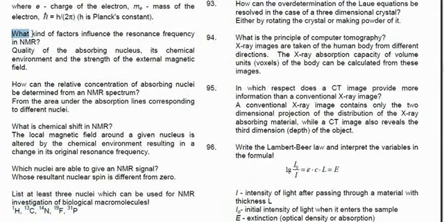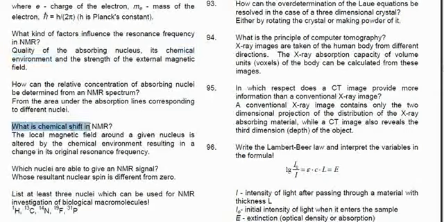So let's go through the minimals here. What kind of factors influence the resonance frequency in NMR? First of all, we already spoke about the quality of the absorbing nucleus, which is the type of the nucleus, its chemical environment, and the strength of the magnetic field. Being that we know what nucleus we're dealing with and what magnetic field we're dealing with, we can solve for the chemical environment and obtain information about the composition of my sample.